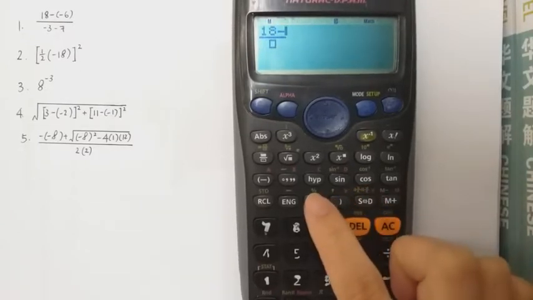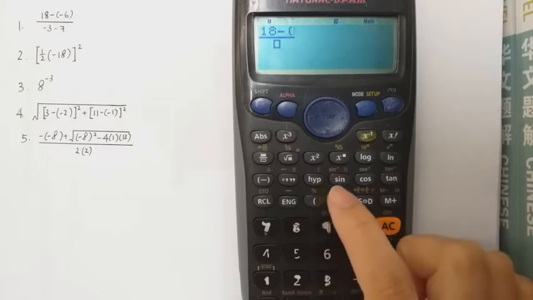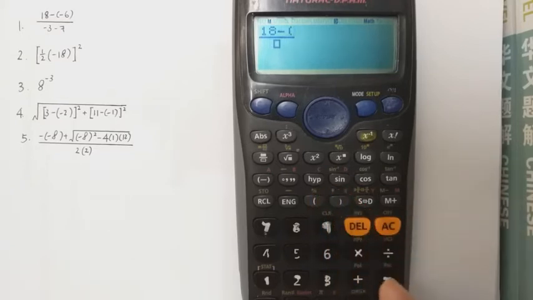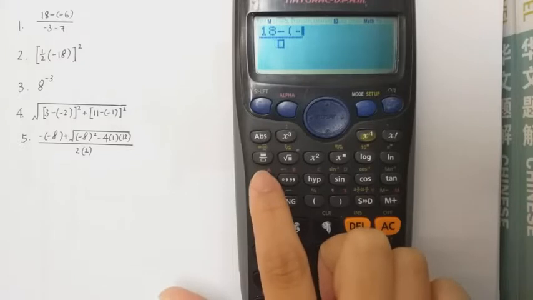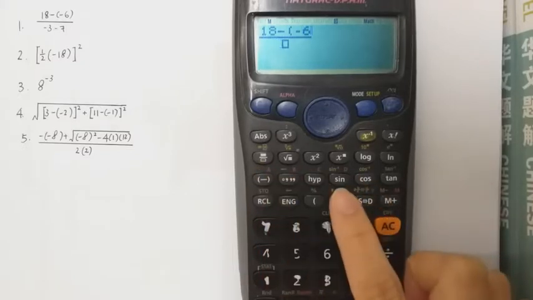open bracket here, negative 6. Now for negative, we can use the minus sign, but it is better to use the negative sign, which is meant for negative numbers. So we'll press negative and a 6, and we'll close the bracket.